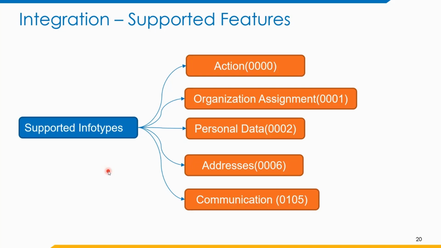0006 info type. Coming to the communication info type, where the user communication data such as phone numbers, work phone numbers, contact numbers, work mail IDs, such types of information are stored. So these are the five supported info types from the SailPoint IdentityNow HR integration.